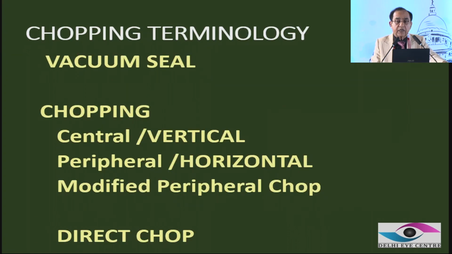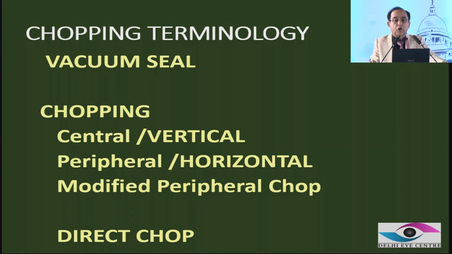When we are talking of chopping, we need to understand one term which we call a vacuum seal. That means you bury the tip of the phaco machine into the nucleus, build up the vacuum and hold the nucleus on the tip by creating a vacuum seal, and then you can make a central chop. That means you do not negotiate your chopper underneath the rhexis margin; just at the center you vertically push the chopper down. It is called a central chop.